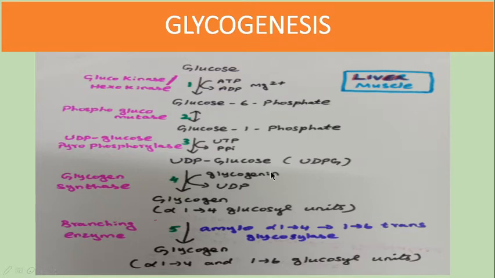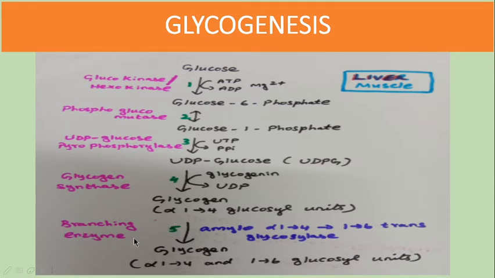In that way, one by one the glucose residues will be attached to glycogenin to form glycogen with alpha 1,4 glycosyl units. UDP will be released. This glycogen with alpha 1,4 linkage is formed with the help of the enzyme glycogen synthase, which is the key regulatory enzyme for glycogenesis.